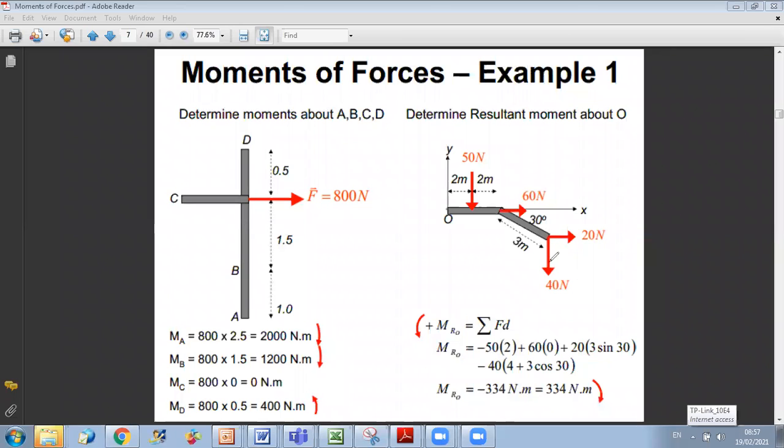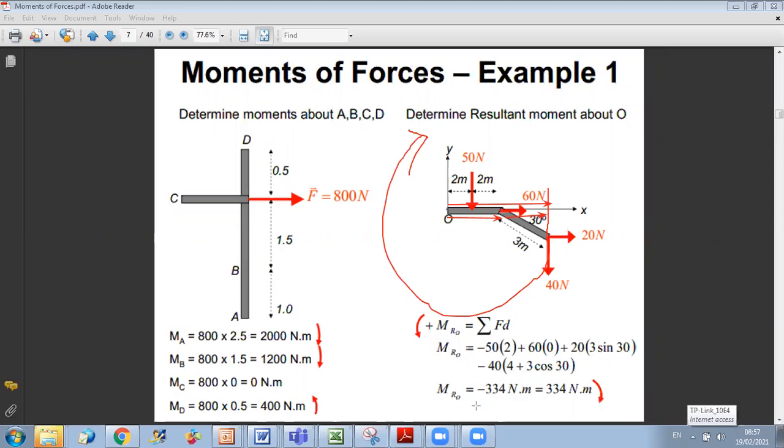And finally, the final force is the 40 Newton force. This 40 Newton force is producing a clockwise moment about O. So it's a negative moment. So minus 40 times what? I should take the distance from O towards the force. The distance from O towards the force is the whole distance here, which is from here to here I have 4. I should add to 4 this distance, which is 3 cosine 30. So in total, it's minus 40 times (4 plus 3 cosine 30).